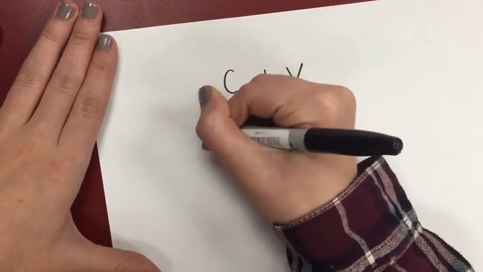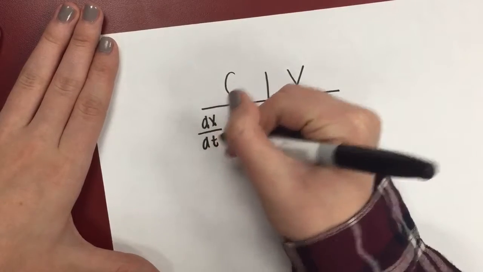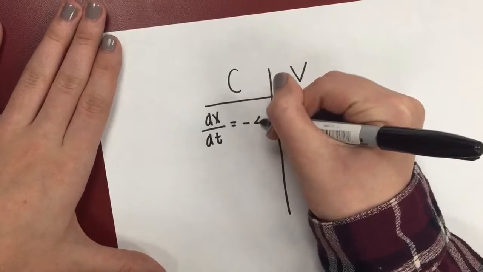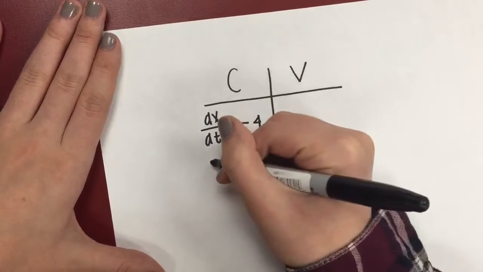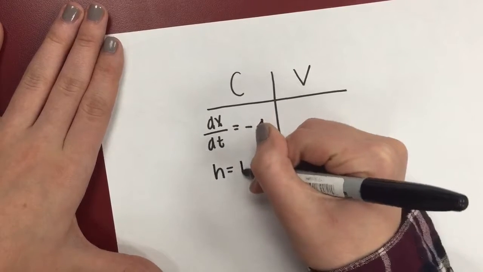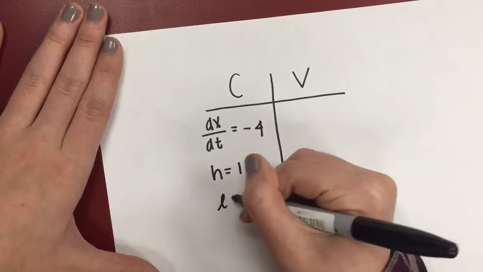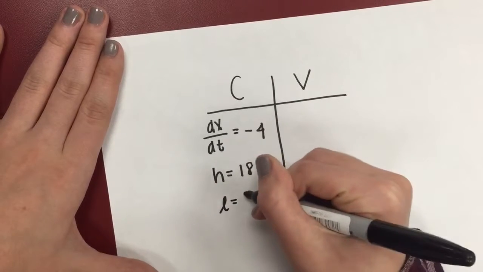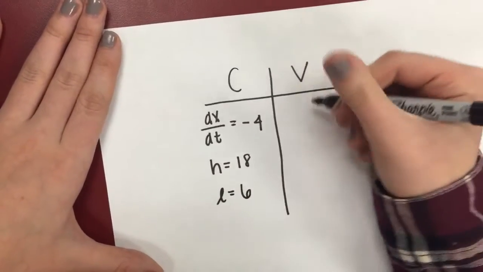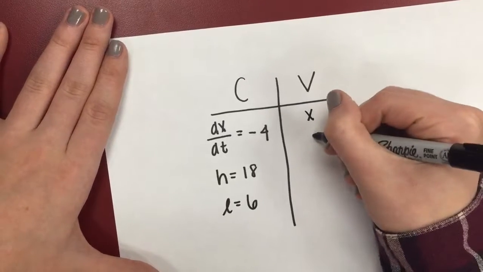dx over dt is equal to negative 4 feet per second. dx over dt is the rate at which the person is walking towards the lamppost. The person is moving 4 feet every second. h is the height of the lamppost, which is not changing. It's a constant, which is equal to 18 feet. And l is 6 feet tall, which is equal to the person, which is also not changing.